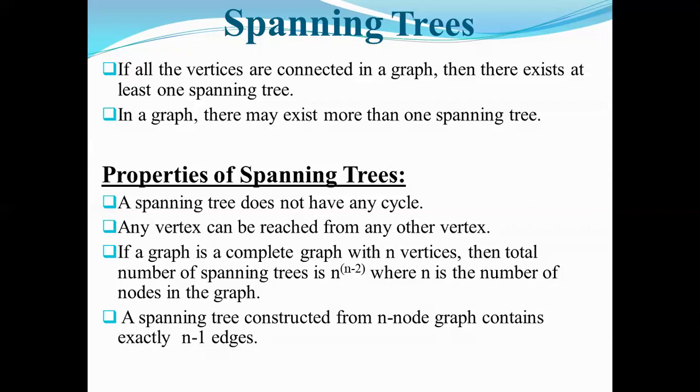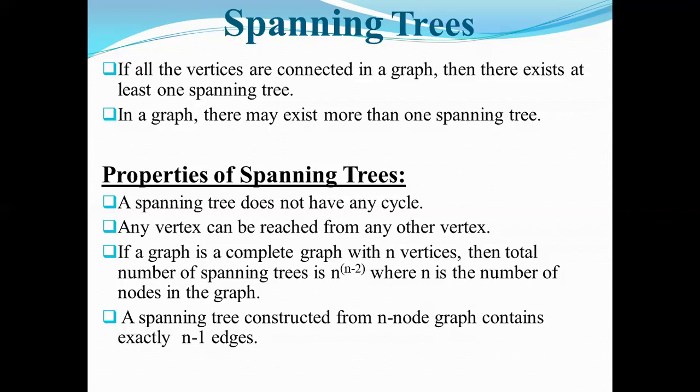Is it clear? If the graph is disconnected, meaning some nodes are out of this particular graph, then we cannot get spanning trees. If all the nodes are connected as a single unit and the graph is undirected, then there is a possibility of constructing a spanning tree. Like that, we can get many spanning trees from the graph.